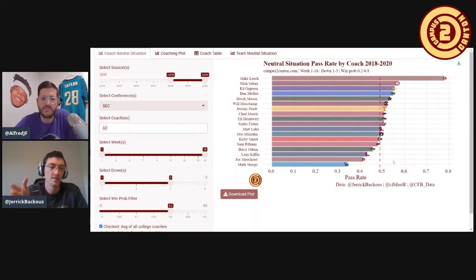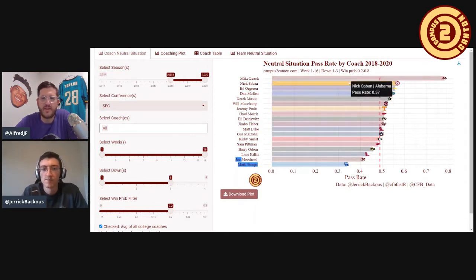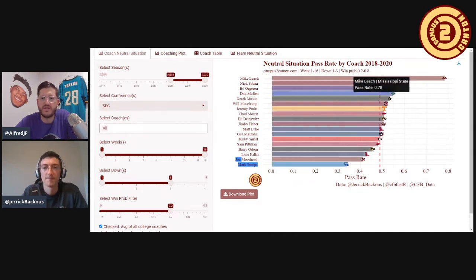And the graphic on there is just the current team. But yeah, we have Joe Moorhead, who was at Mississippi State, and we have Mike Leach, who's currently at Mississippi State. So they weren't both coaching at the same time. So it's different philosophies there. You can see, yeah, they went 180 degrees down in Starkville. So that's what this is showing you.